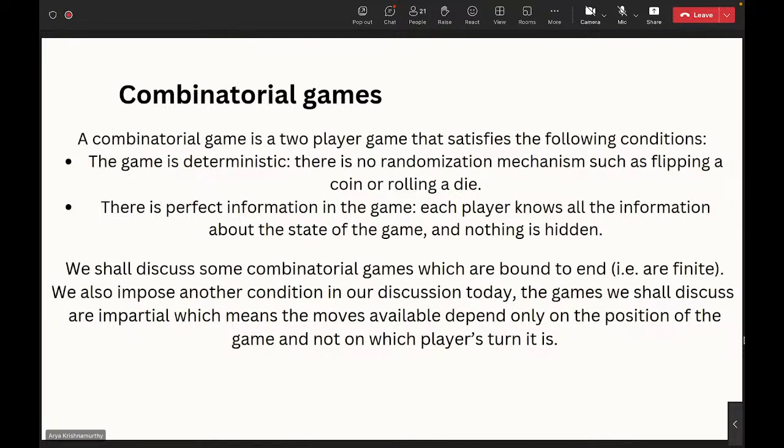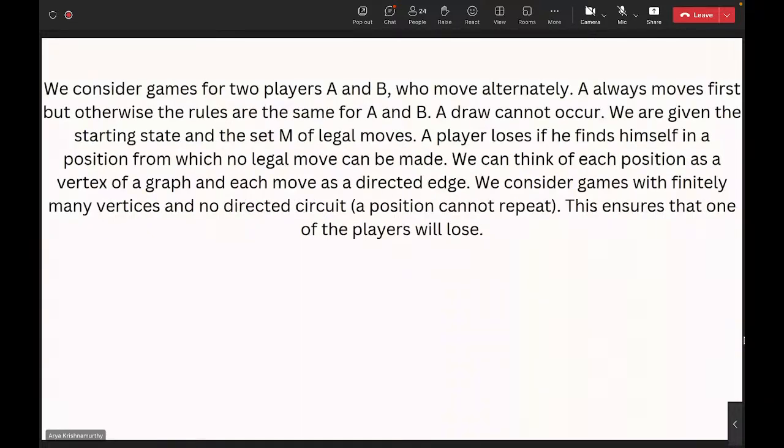So in our discussion, chess and checkers and the like don't come under impartial games, because one person can only move his or her particular pieces. For example, in chess, the person who's playing as white can only touch the white pieces, and a similar thing holds for black. So this slide summarizes what we mentioned in the previous slide.